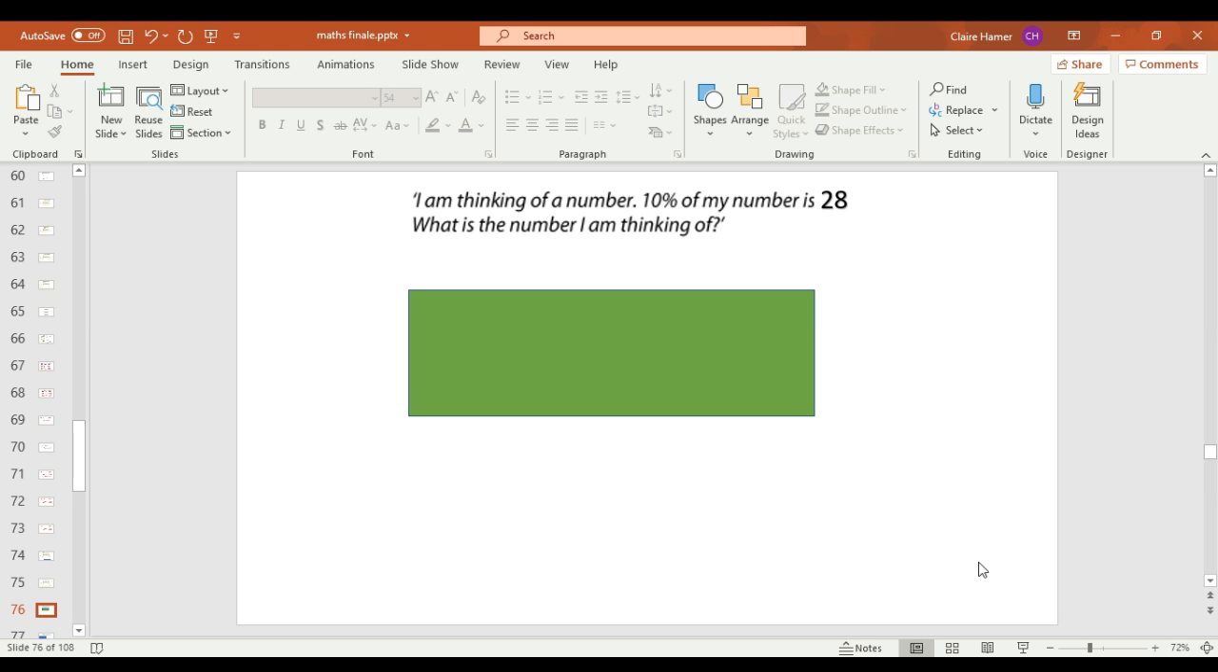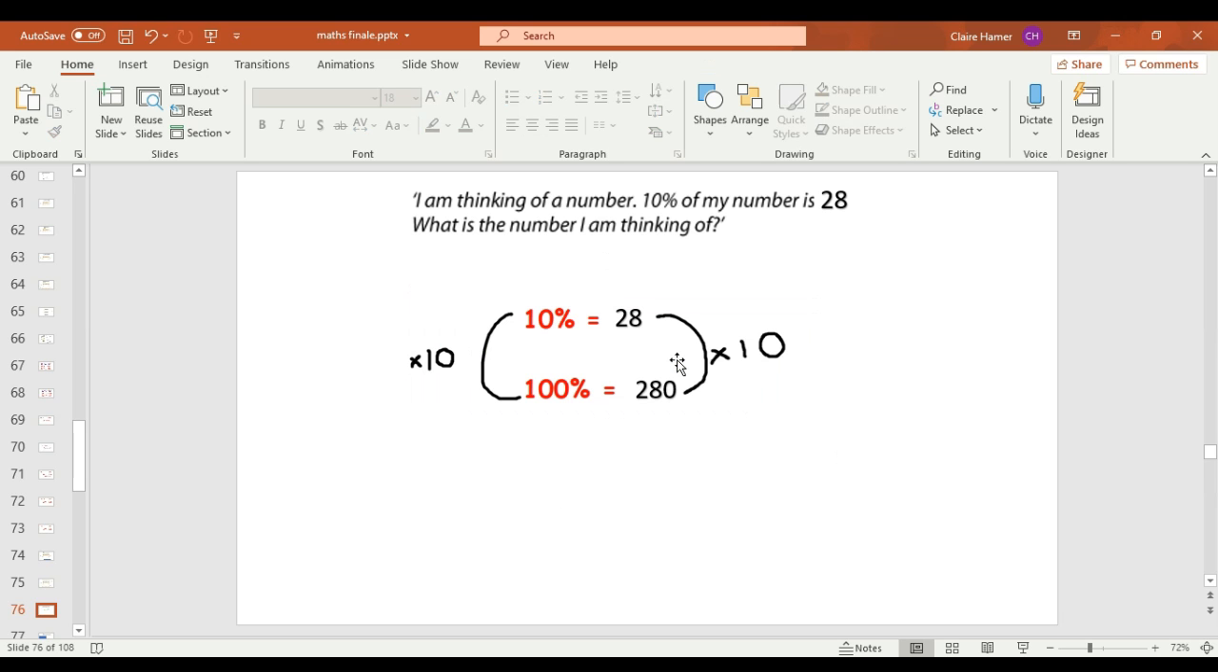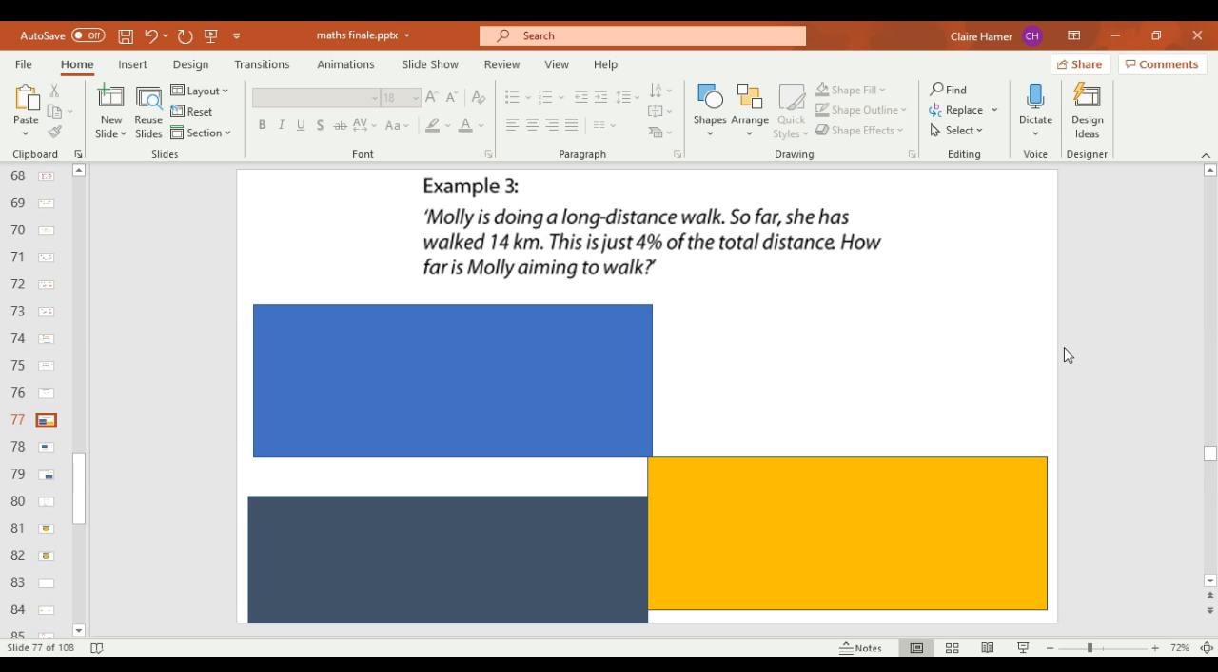Right, I'm going to reveal my answer. So I know that 10 lots of 10 make 100, so I just multiplied 28 by 10, and I got 280. Did you do the same? Right, this is the final question for today, I believe. I think, anyway. There might be one more.